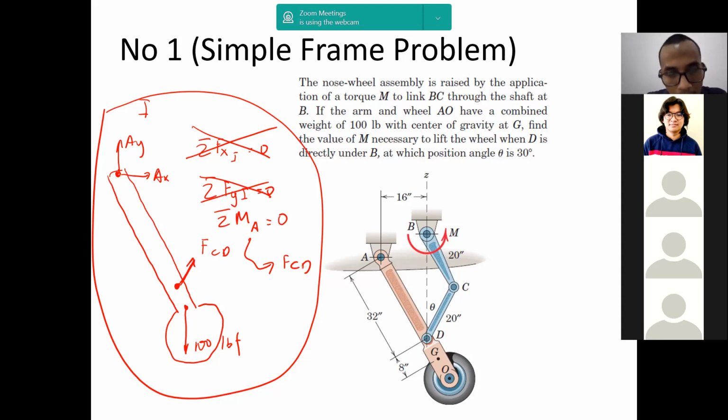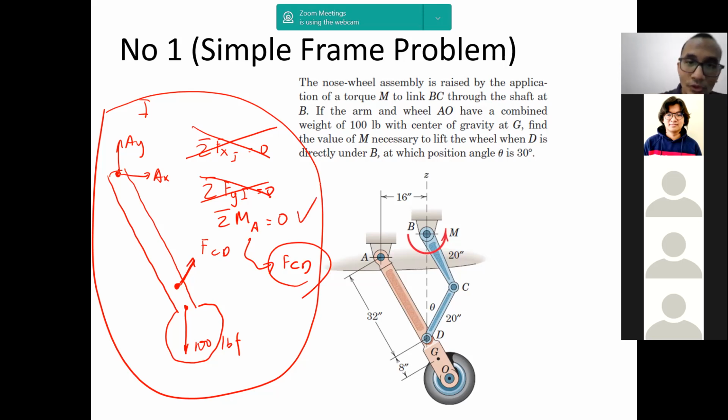Yes, sir. By using sigma moment at A equal to 0, because the center of rotation is at A, the moment arm of AX and AY will be 0. There will be no moment caused by AX and AY. So that particular equation will only consist of FCD and the 100 lbf with the moment arm. Because of that, you will be able to solve for FCD just using that equation.